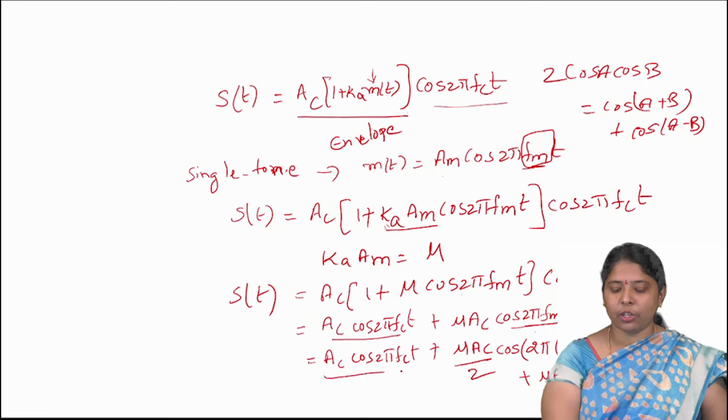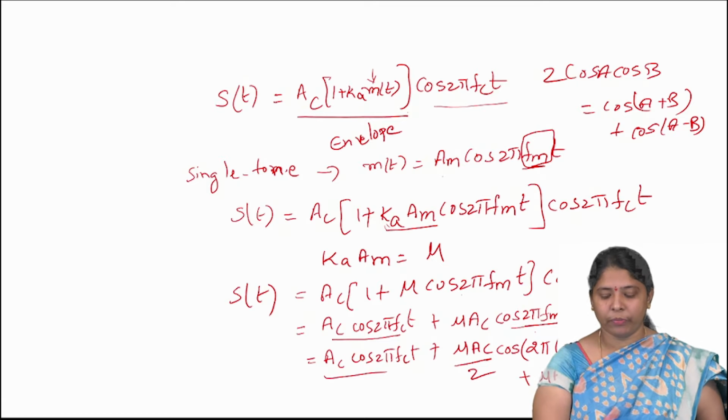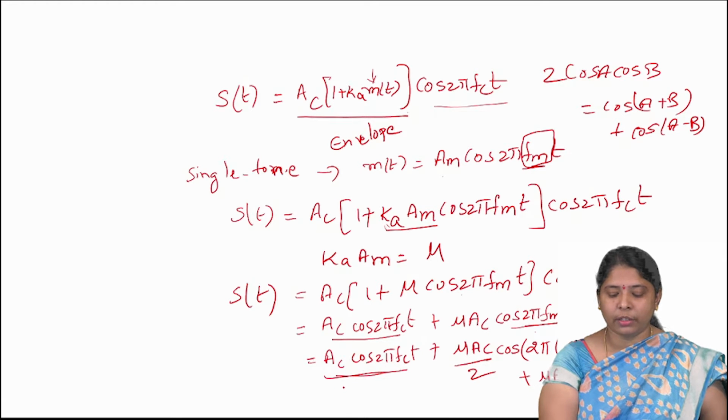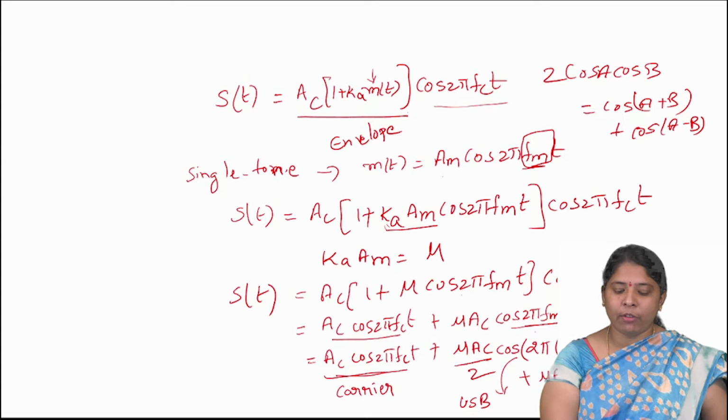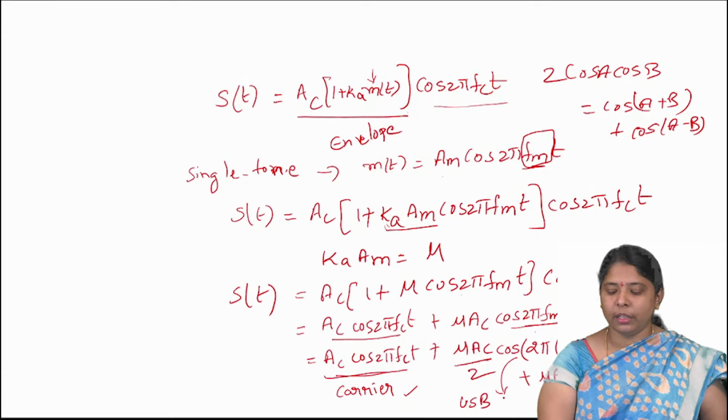So this is the equation of single tone AM wave. AC cos 2 pi fct, the term is called the carrier term. Mu AC by 2 into cos of 2 pi into fc plus fm into t is higher than the carrier frequency, so this term we will call USB, upper sideband term. And fc minus fm is lower than the carrier frequency, so this term is called lower sideband. So AM wave contains the carrier term, upper sideband term and lower sideband term.